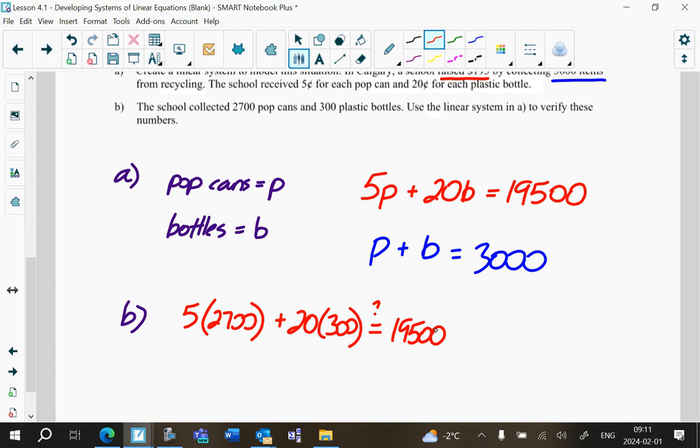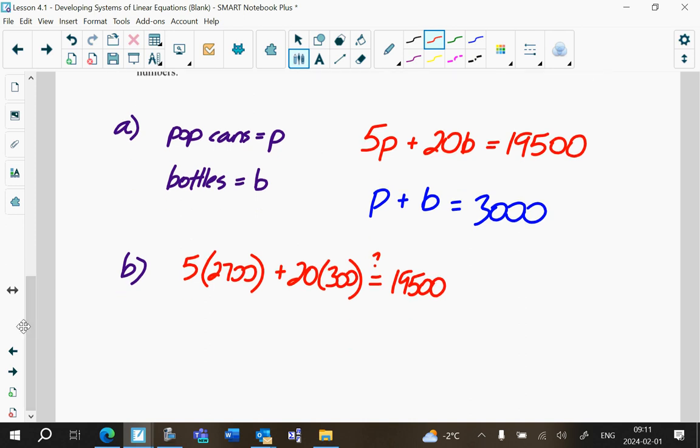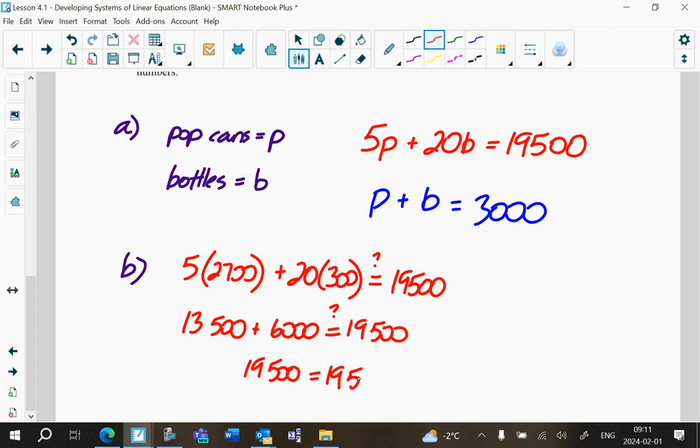So 2,700 times 5, 13,500. And this gives us 6,000. Does that work out to 19,500? Well, yeah, when you add these two together, you're going to get 19,500, which does in fact equal 19,500. So the first equation works.